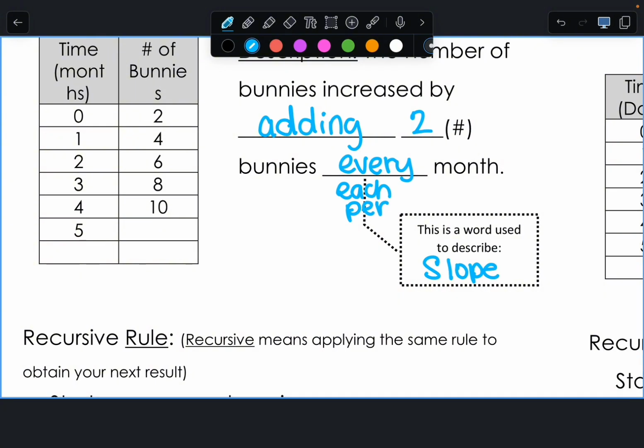You cannot find the slope of a quadratic function, you cannot find the slope of a parabola, and you cannot find the slope of an exponential function. You cannot find the slope of a curve. Okay?